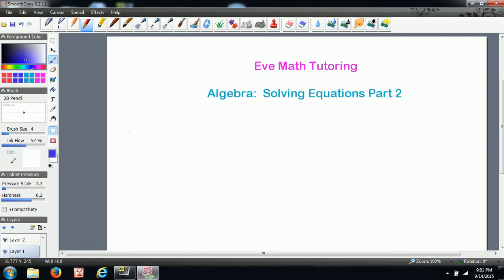Today's lesson is on Algebra, Solving Equations, Part 2. So in this lesson, I'm going to do a continuation of Part 1, where I was solving equations. I'm just going to solve a few different examples for you. Now when you're given a question, it could say solve, or solve the equation, or solve for a specific variable. Okay, so let's start off with this example here.